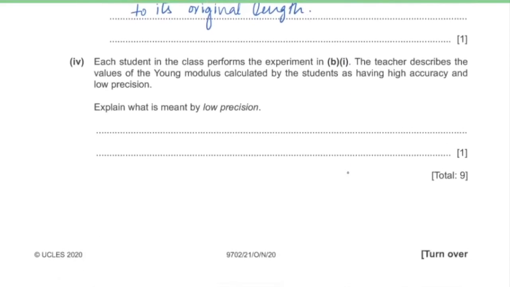Part 4, each student in the class performs the experiment in B Part 1. The teacher describes the values of the Young modulus calculated by the students as having high accuracy and low precision. Explain what is meant by low precision. So precision is closeness of Young modulus measurements in this question to each other. Young modulus with low precision means there is a large range of Young modulus values that students are getting. So you can write that low precision means there is a large range of values.